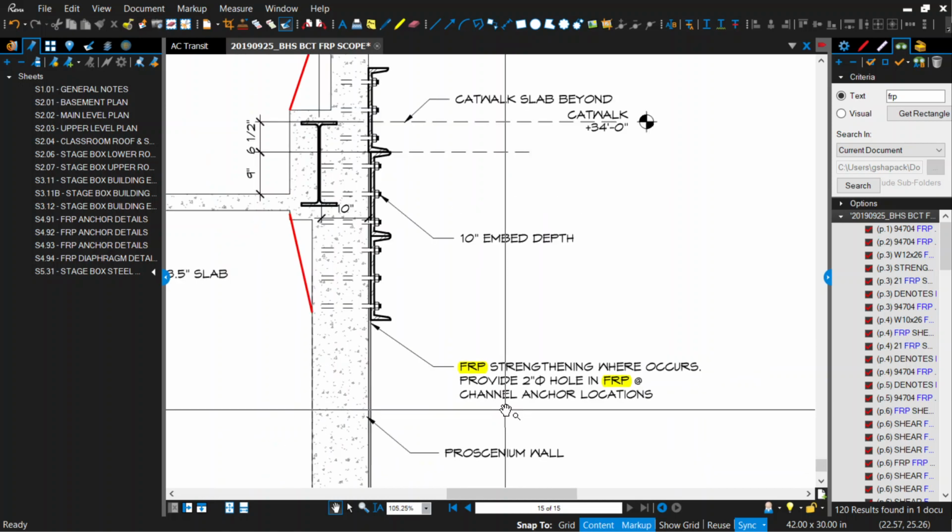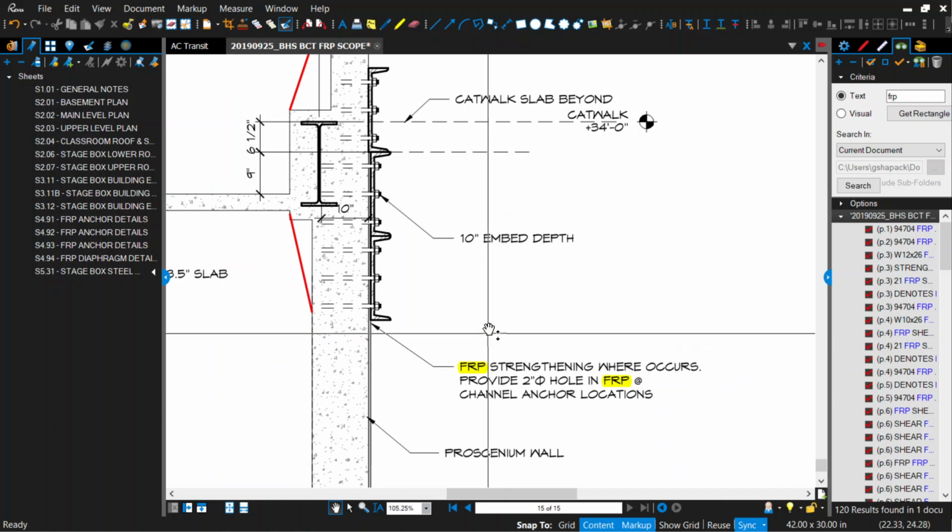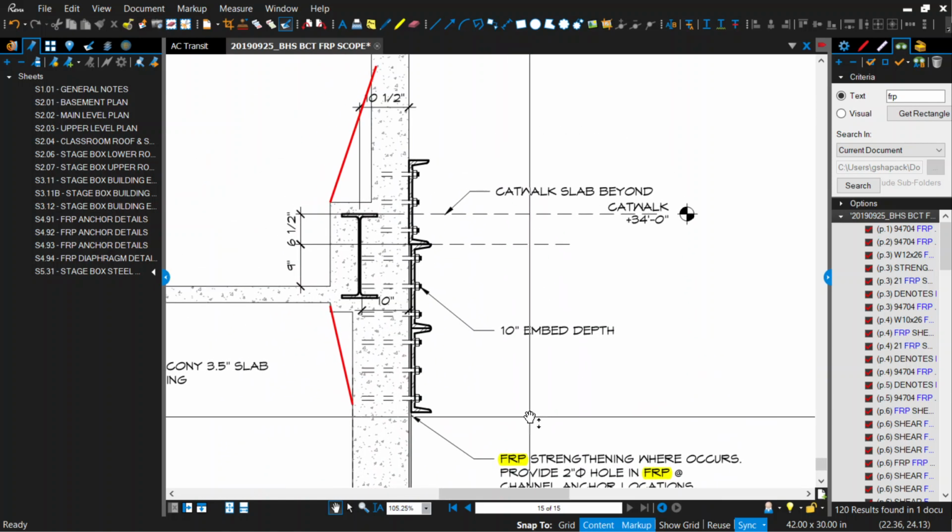Provide a 2-inch hole where it goes. So what are they doing, adding a big collector or something? So a 2-inch hole probably for each one of these holes.